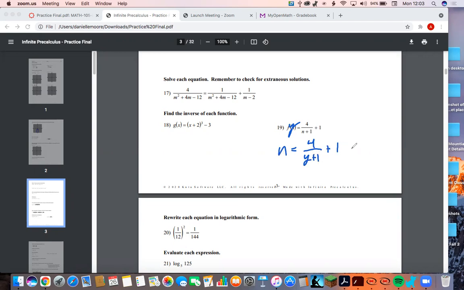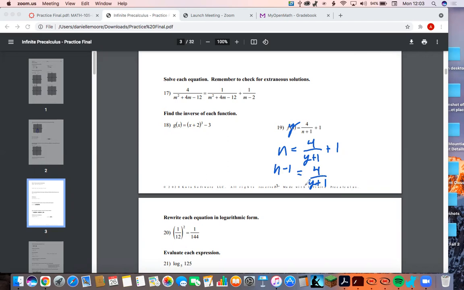Then it's a lot like the last one to start. You get rid of that plus 1, so we'll have n take away 1 equals 4 over y plus 1. It's weird having the y on the bottom of a fraction. Even if I get rid of the 1 and the 4, I don't really have y by itself at that point, because it'll be a y on the bottom of something.